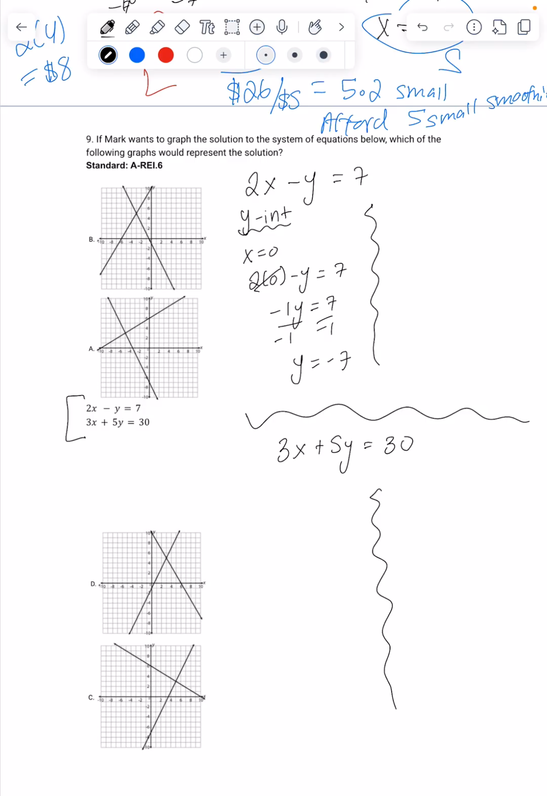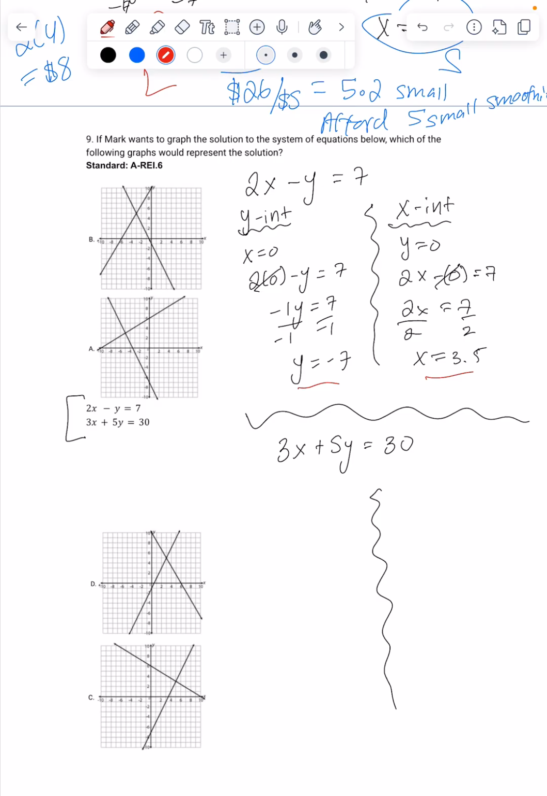And then if we want to find the x-intercept now, we set y equal to 0. So we get 2x minus 0 is equal to 7. So we get 2x, that cancels, is equal to 7. Divided by 2, x is equal to 3.5 in this case. So I found essentially the y and x intercepts for these.